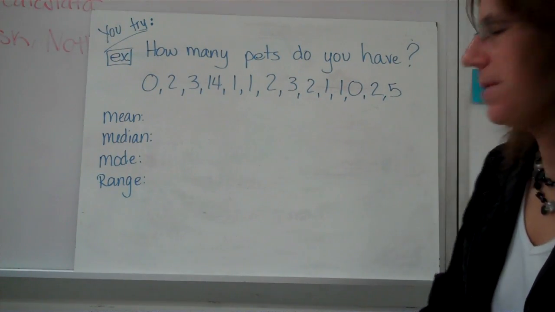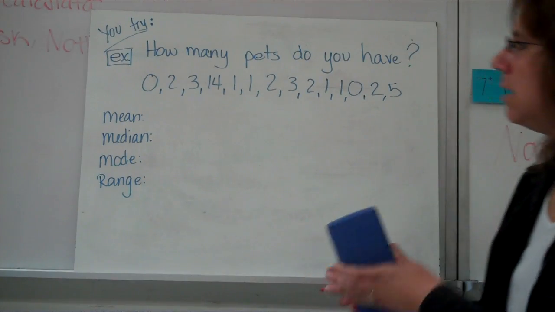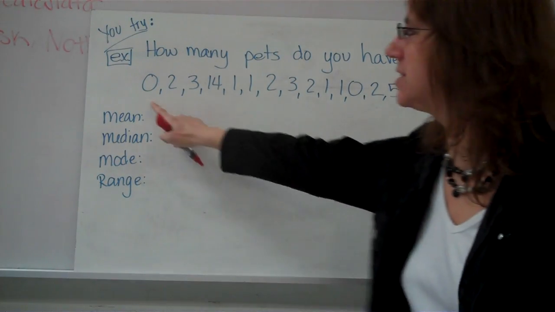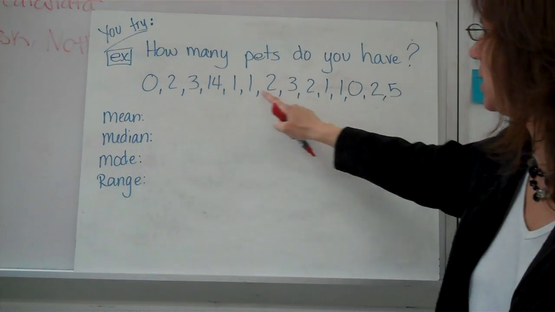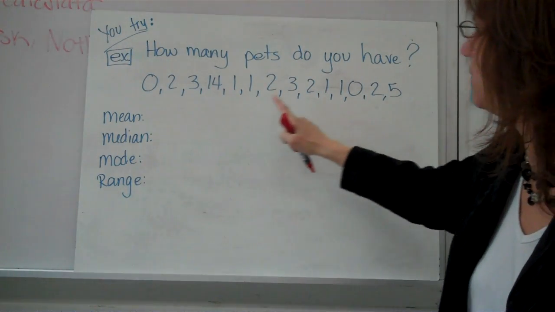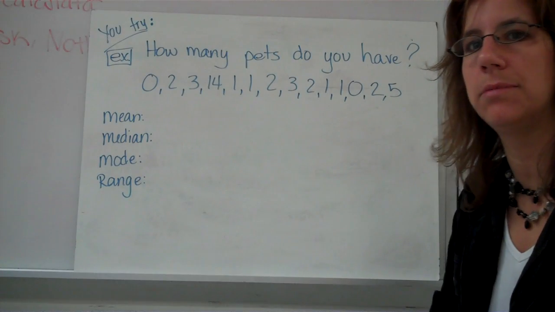I personally don't have any pets at this time, so I would fall in this category. But maybe you have a couple of pets. Notice there's a 14 here, some 1s, 2s, 5s. Commas are separating the data numbers.